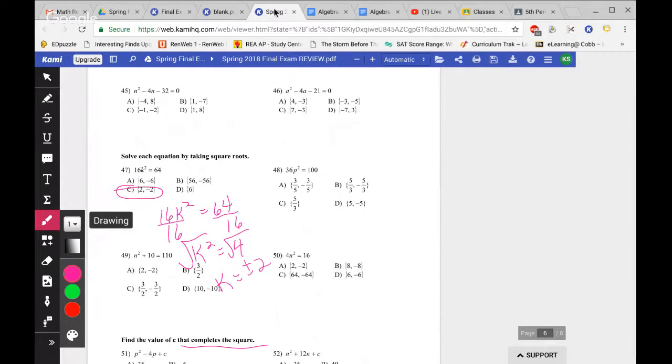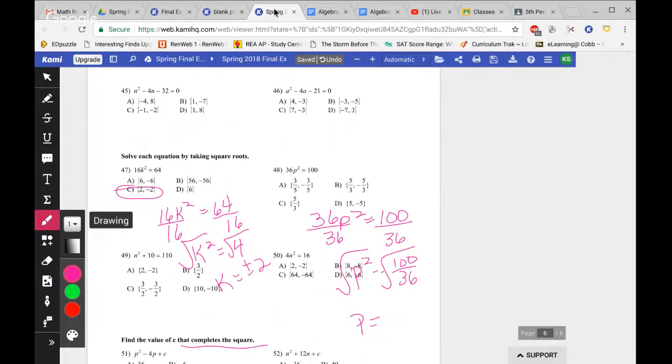So like on number 48, you've got 36p squared equals 100. So you're going to divide both sides by 36. And then that's going to give you p squared equals 100 over 36. In this case, if I were to divide 100 by 36, it's not going to be very pretty. So I would take the square root of the numerator, because I can look at those and see that they're perfect squares. Another good reason to have perfect squares memorized almost through 25.